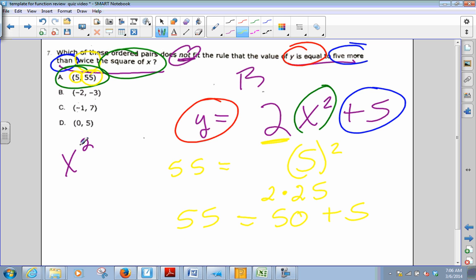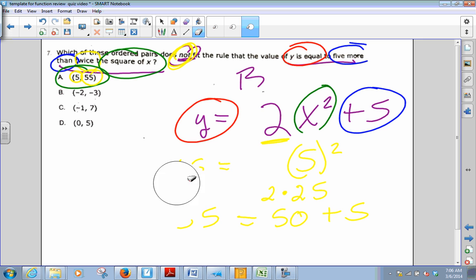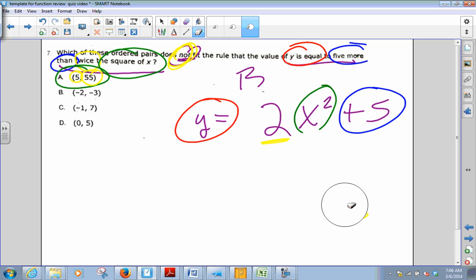So some of us are going to be like, oh, A, that's the answer. No, no, no. As it says, which one does not fit the rule? So hopefully we read those directions. We're not going to pick A, because we're looking for one that does not fit. So it's not A. Now let's try B.